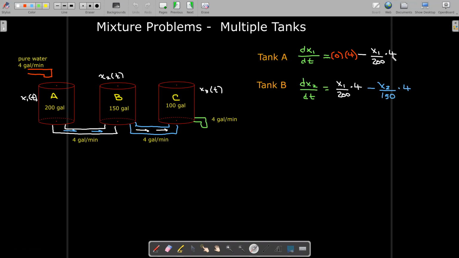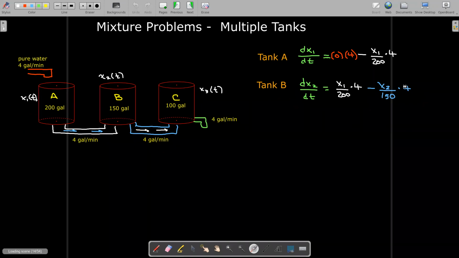In tank B, we have 4 gallons coming in from tank A, so we actually have the exact same term: the amount of salt in tank A divided by the volume of brine, which is 200. Then what's going out? We mix that thoroughly, and then we pump that thoroughly mixed mixture out of tank B at 4 gallons per minute. The concentration will be the amount of salt in tank B divided by its volume.